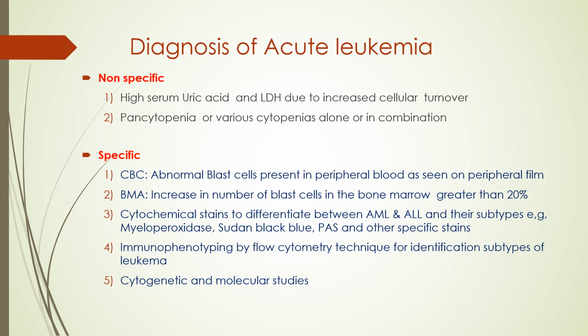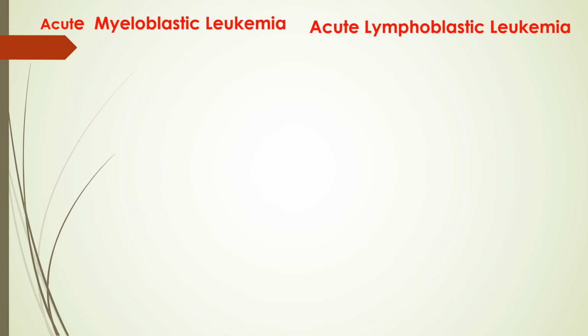Number 3, cytochemical stains to differentiate between acute myeloblastic and acute lymphoblastic leukemias and their subtypes. The most commonly used are, for example, myeloperoxidase, Sudan black B, PAS, and other specific stains. Number 4, immunophenotyping by flow cytometry, an expensive technique not widely available in Pakistan, for the identification and confirmation of the subtypes of leukemia. Number 5, the last, cytogenetic and molecular studies to see any abnormal chromosomes or mutations. Let us see how the cells of acute leukemia look.